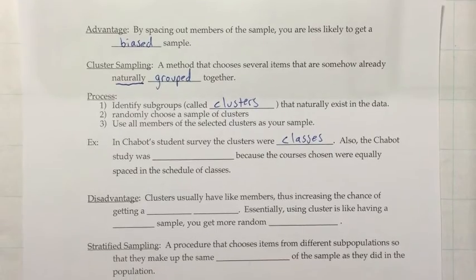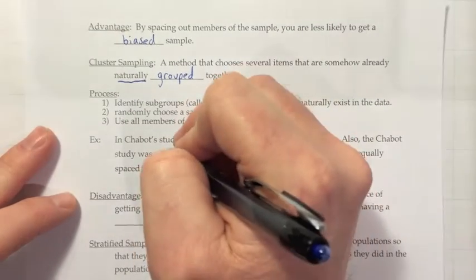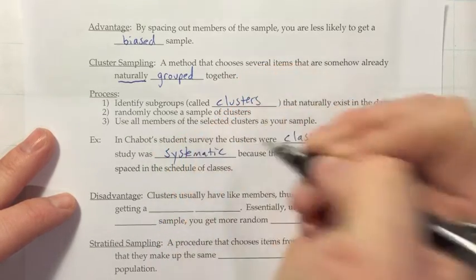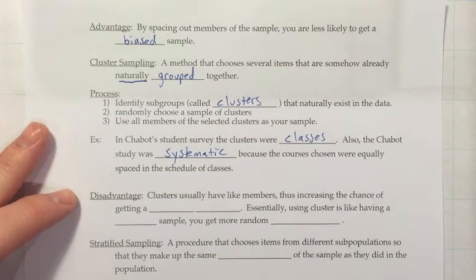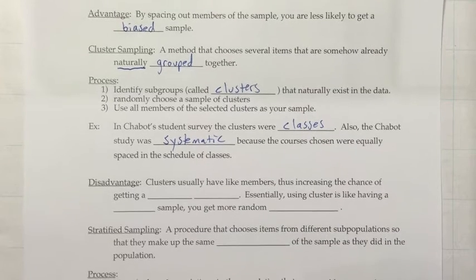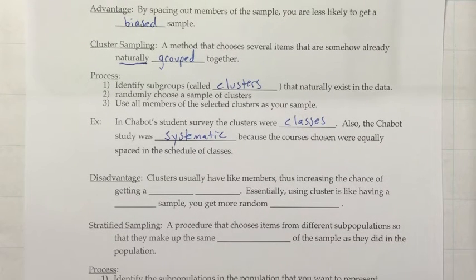But also in the Chabot study, we could say that it was systematic because the courses were chosen equally spaced in the schedule of classes. And anytime you have that equal spacing going on, there was some systematic part to that process. It could have been just like we described or some other way of spacing them out, but if you're doing equal spacing, you have a systematic sample.